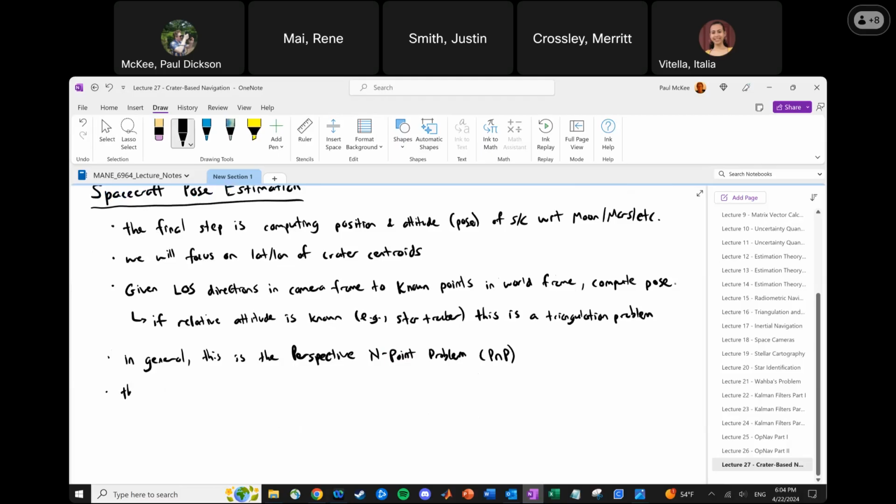This is a very well-studied problem. There are many papers on this topic, and there exist MATLAB and Python toolkits to do this.